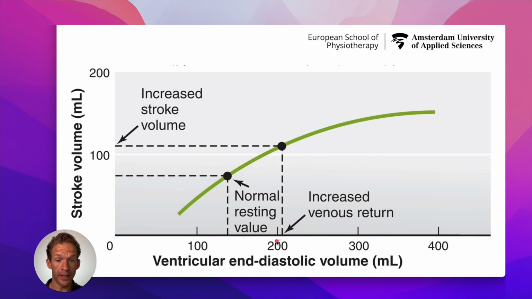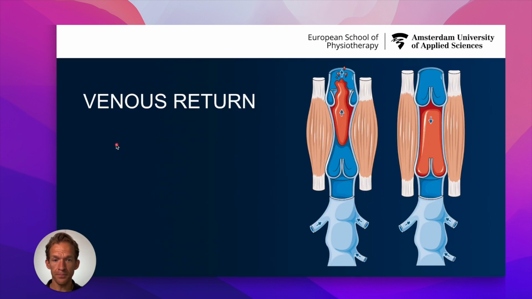Now, what happens in case of an increased venous return? There's more blood flowing back to the heart, there's more filling of the ventricle, and that automatically will bring the stroke volume up to a higher level. The cardiac muscle cells basically get stretched, and as they get stretched, they will shorten more, and that will bring more stroke volume. So it's all related to venous return.